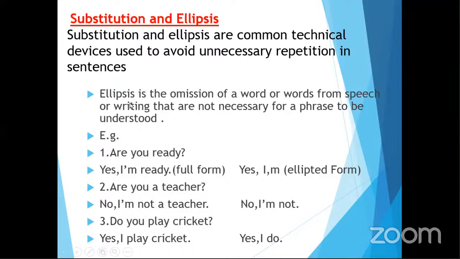You learn this in your grade 9. Ellipsis is the omission of a word or words from speech or writing that are not necessary, if you feel that these are not necessary for a phrase to be understood.